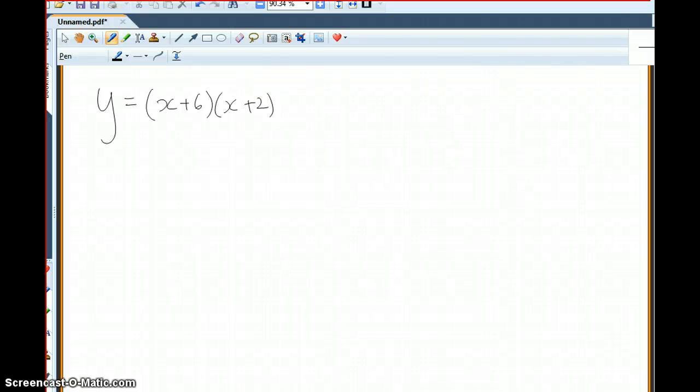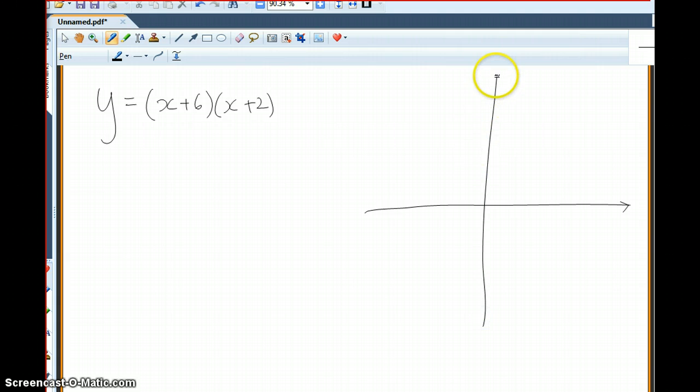Right, we are drawing parabolas of the form that are factorised into two brackets. Does anyone remember the starting point for drawing this particular equation? What would you do first? Any thoughts? Make y equals 0, that'll do. Why do we make y equals 0?